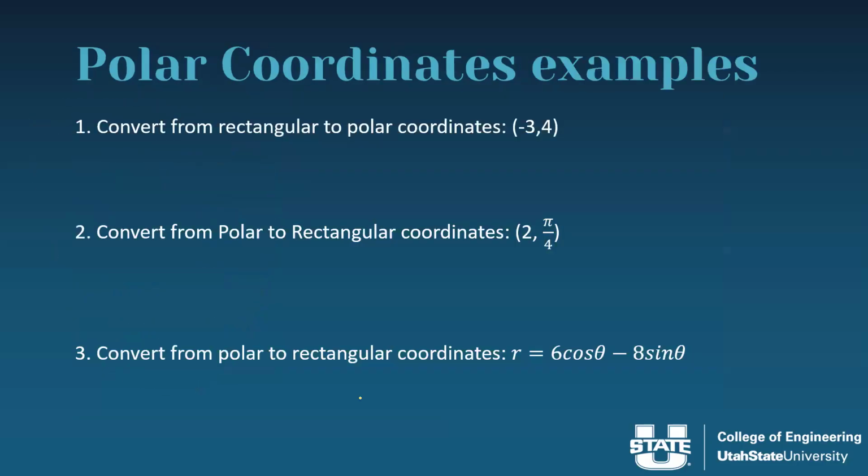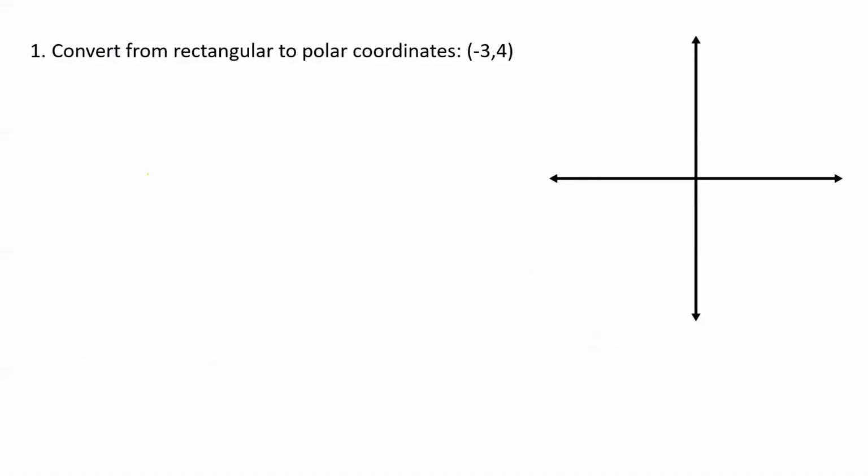All right, I have a couple of examples. So we want to convert from rectangular to polar coordinates. So we want to find our r comma theta for this problem. We are going -3 in the x and up 4. So this is -3 and this is up 4.